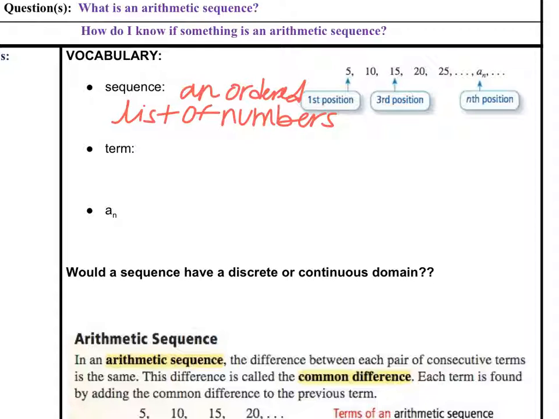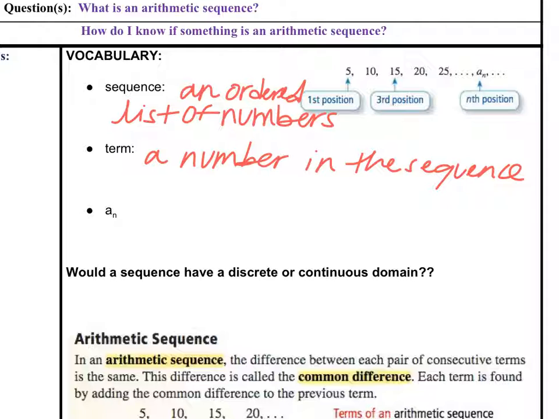A term is one of the numbers in the sequence, so I'll write it down more specifically: a term is a number in the sequence. And they do have a specific order. Notice how we have 5. 5 is the first term. 15 is the third term. 25 is the fifth term, and so on. And then A with a little subscript n means a term with a specific position.